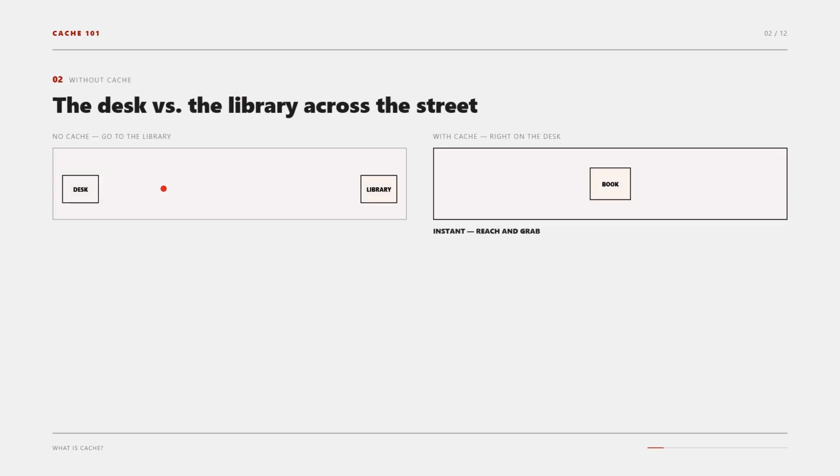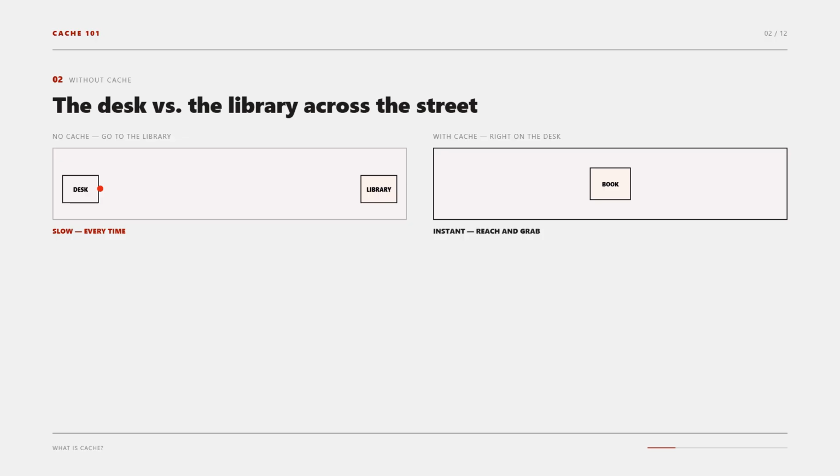Well, to understand this, let us first think about what happens without cache. Imagine you are working at a desk and you need to look something up in a book. Now, if that book is stored in a library across the street, every single time you need information, you have to get up, walk to the library, find the book, look up the information, and walk back. That takes a lot of time. But what if you kept the most commonly used books right there on your desk? Now, when you need that information, you just reach over and grab it. That is exactly what cache does for your computer.